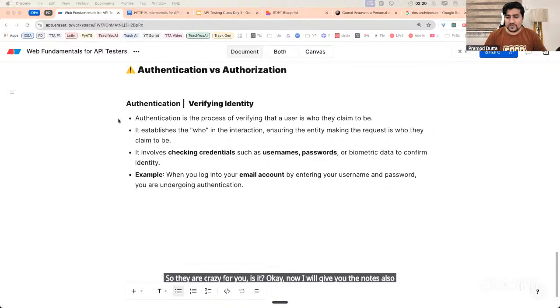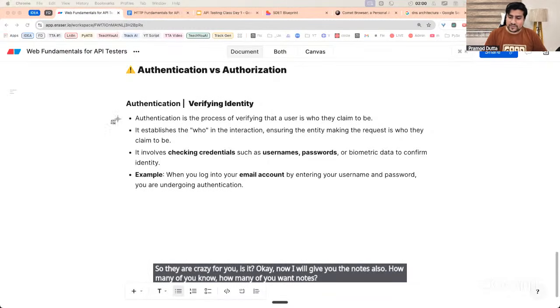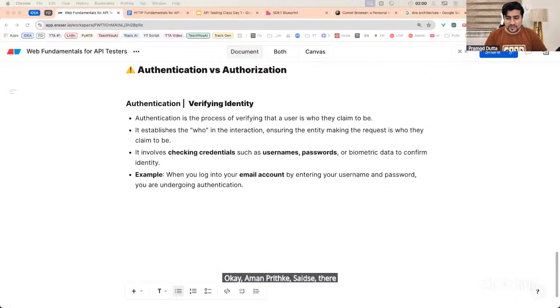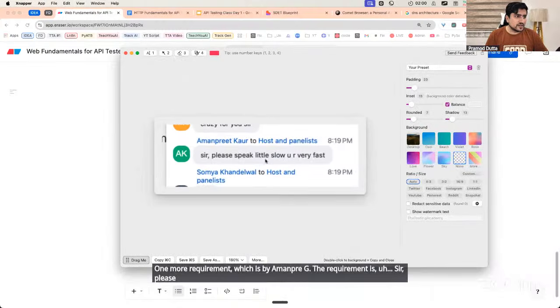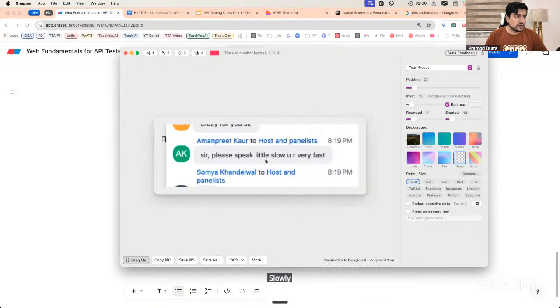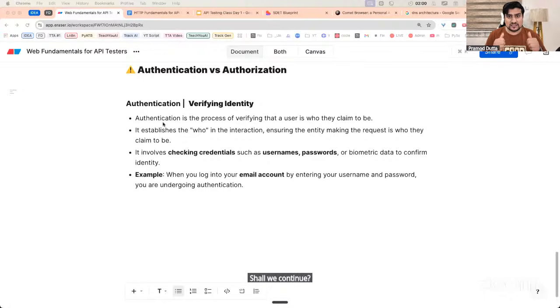How many of you want notes? Okay. One more requirement came from Amanpreet, guys. What should we do? The requirement is, sir, please speak slowly. You are very fast. Is the pace fine? Shall we continue? Yes. Okay. I'm just kidding.